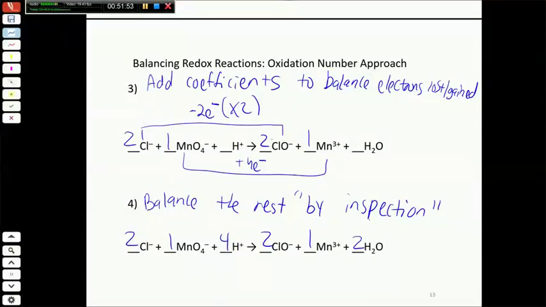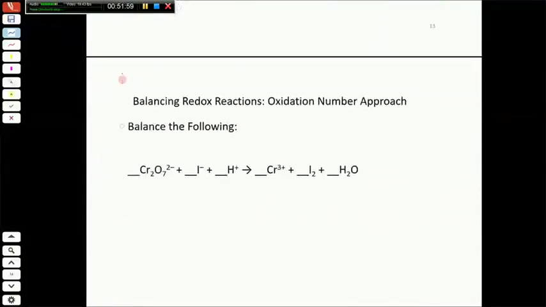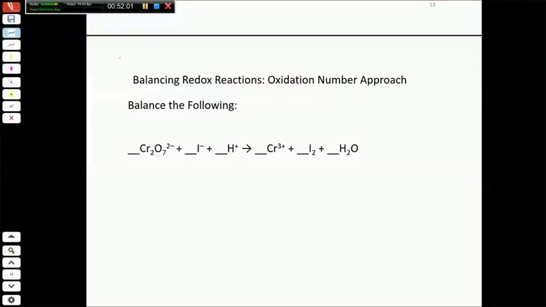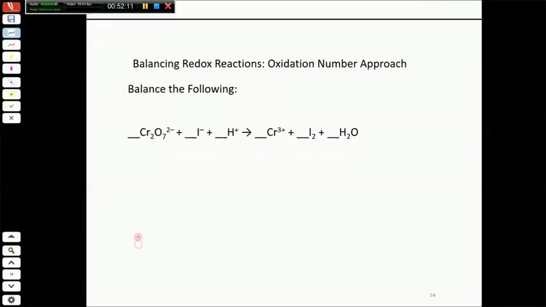All right, let's do a couple more examples because this is good fun and always good to practice. So in this case here we want to balance the following using the oxidation number approach. Okay, so we have dichromate plus iodide plus H plus going to chromium 3 plus I2 plus H2O. Now there's a little bit of a difference here as we'll see, but first let's just assign the oxidation numbers.